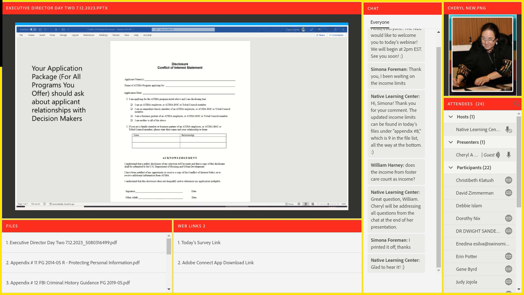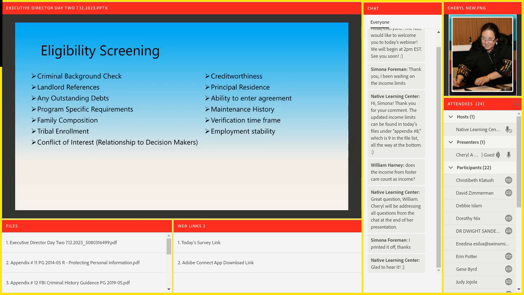And then the acknowledgement reads, I understand that a public disclosure of my selection will be made and that a copy of this disclosure shall be submitted to the U.S. Department of Housing and Urban Development. I've been notified of my opportunity to receive a copy of the conflict of interest policy, so make sure you have one. And to receive additional information from the housing entity. I understand that this disclosure does not disqualify and or determine my application ineligible. So these should be in your application packets, okay? Because you're supposed to know about their relationship to your decision makers.